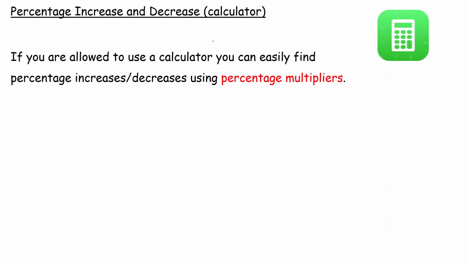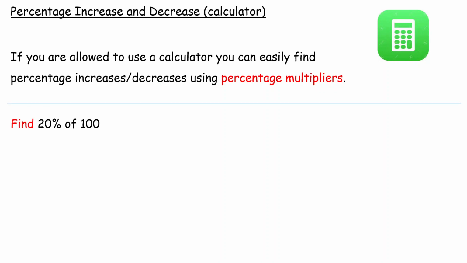Okay, so in this video, again, we're looking at percentage increase and decrease, but this time, really importantly, we are allowed to use a calculator, okay? And let's get into it. So if you can use a calculator, you can easily find percentage increases and decreases using something called percentage multipliers, right? What does that really mean?